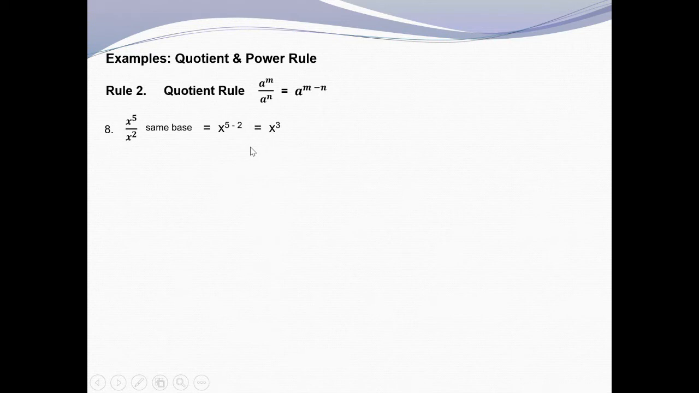Now let's move on to the quotient rule. Okay. So the quotient rule, if you have a to the m divided by a to the n, right? We subtract the exponents. It's going to be a, which is the base, to the m minus n. Example: we have x to the 5th and x squared. Right, same base. So we apply the rule. So it's going to be x to the 5 minus 2. So it's going to equal x to the 3rd power.